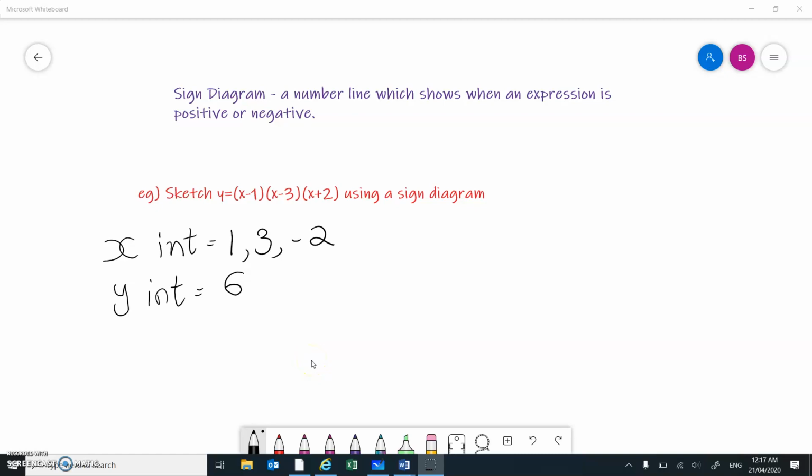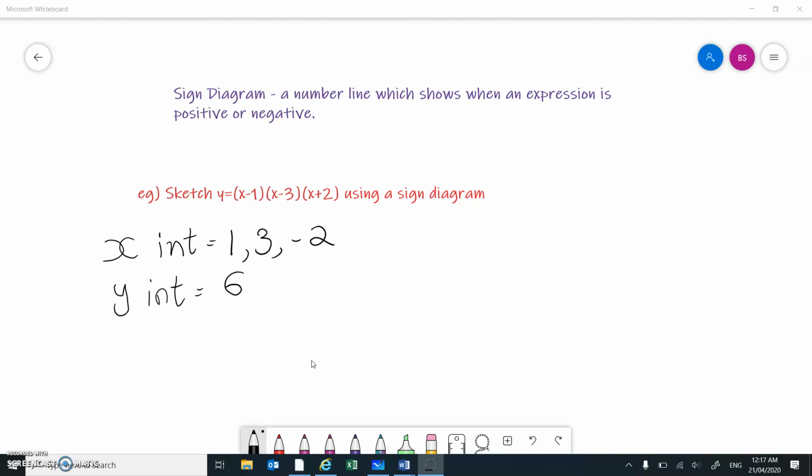Okay, this video goes through how to draw a sign diagram. So what is a sign diagram? It's basically a number line, and what it does is it shows when an expression is either positive or negative. So the y values are positive or negative, so you can sketch the graph.